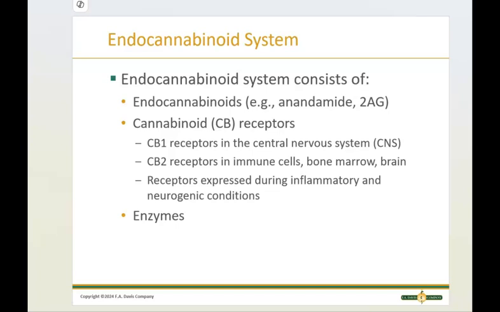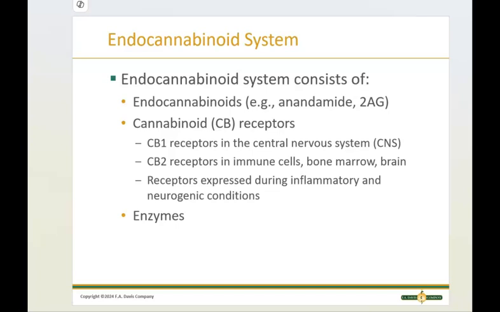Okay, so we have the cannabinoid receptors CB1, CB2. The first endocannabinoid identified, anandamide, is a partial agonist for CB1 and CB2. Both anandamide and a second endocannabinoid, 2-AG, are synthesized on demand by the body and have autoprotective effects. Okay, don't get too caught up in memorizing all this. We just need to understand this idea that CB1 is in the CNS, and CB2 is in our immune cells, our bone marrow, and our brain.